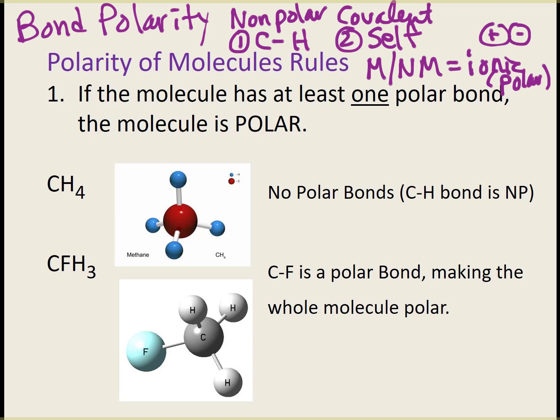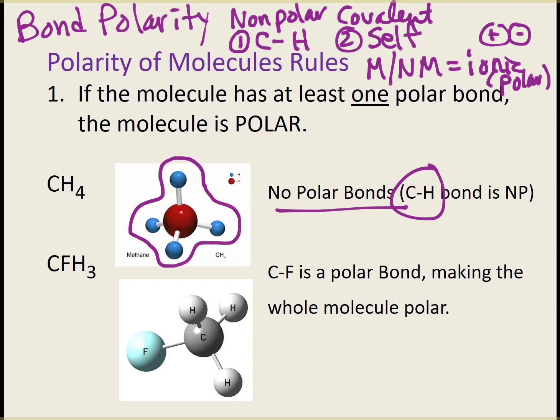And let's look at methane, CH4. There are no polar bonds, and that's because there's only carbon and hydrogen in this molecule. And carbon and hydrogen, we know that bond is nonpolar. So that makes the whole molecule nonpolar. If you look at the electron distribution or the electron cloud, you're going to see that it's going to be very even around the whole molecule. So there's not going to be any polar areas, any areas that are a little bit negative, a little bit positive. So this is a nonpolar molecule.